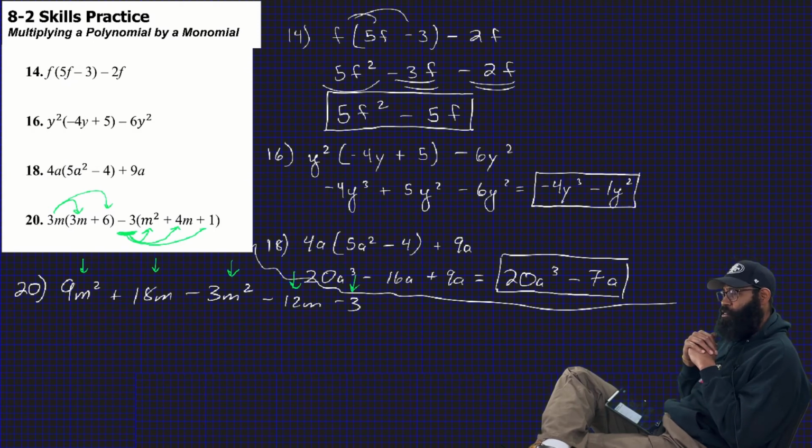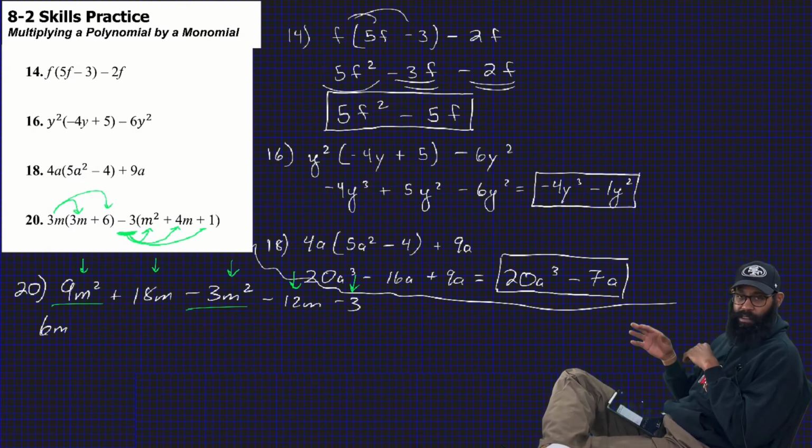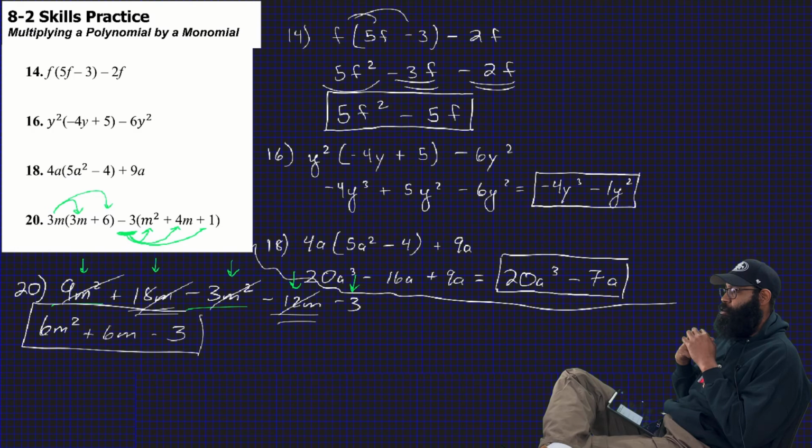And it's good to take your time and go through because as you can see, even the instructor with years of doing this will make a mistake. So slow down, take your time, ask questions, right? Using my line method, 9 minus 3 gave me 6. 18 minus 12 is going to give me 6. And of course, that little minus 3 just gets to hang out with us.